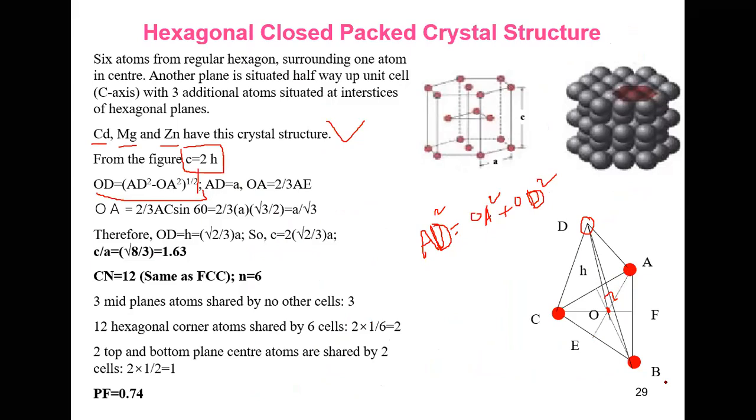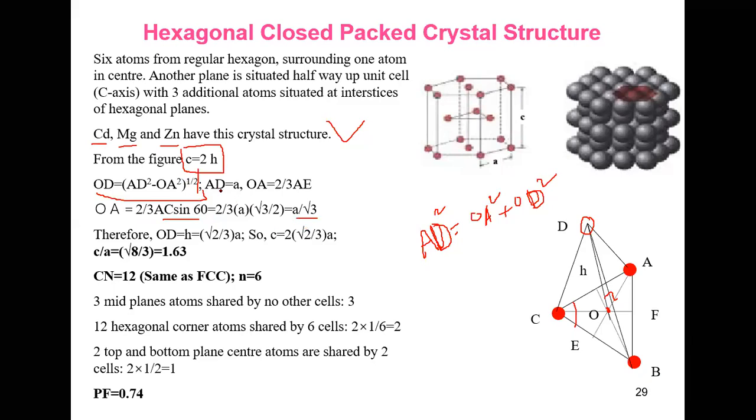As these are equilateral triangles, all sides are equal and all angles are equal, 60 degrees. So OA is 2/3 of AE, and AE is AC sine 60 degrees, the projection of this one. So OA will be 2/3 of AC sine 60 degrees. Substituting the value of sine 60 degrees, OA will become A by root 3.